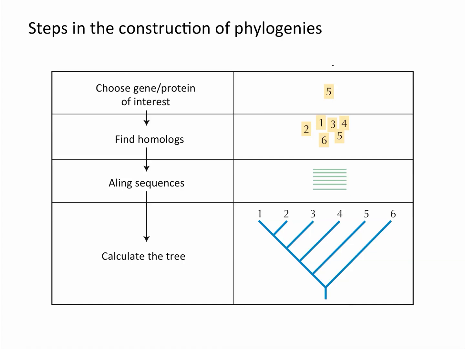The second step is to identify homologs. Thus, we need to acquire sequence data from sequences that are homologous to the sequence of interest. The third step is to align the sequence of interest and the homologous. Finally, we calculate the phylogenetic inference from the alignment of the sequences.